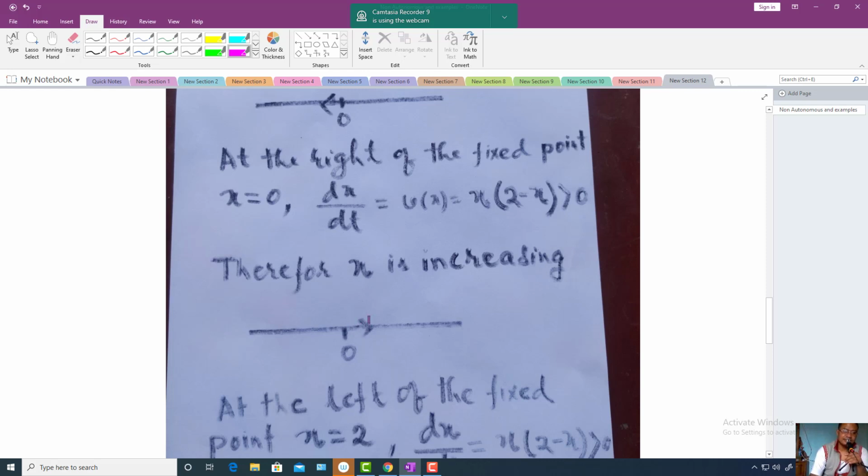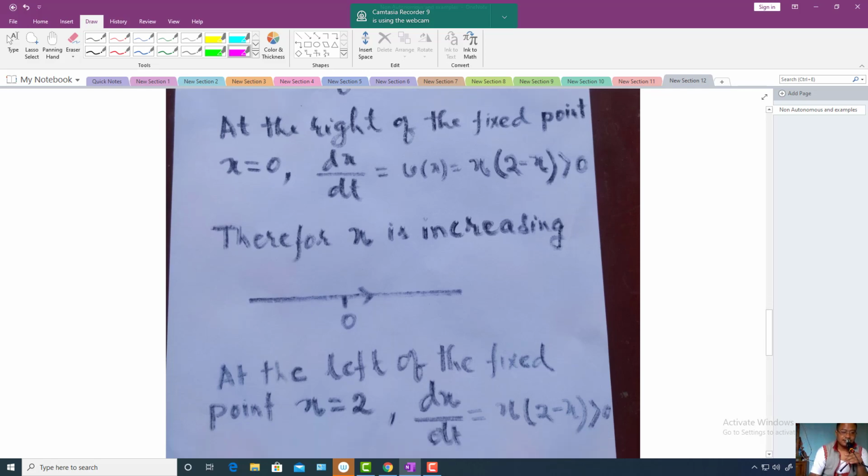This type of fixed point nature is called a repelling fixed point, meaning near the fixed point, under the dynamics, the points are moving away from the fixed point. They are not coming to the fixed point.